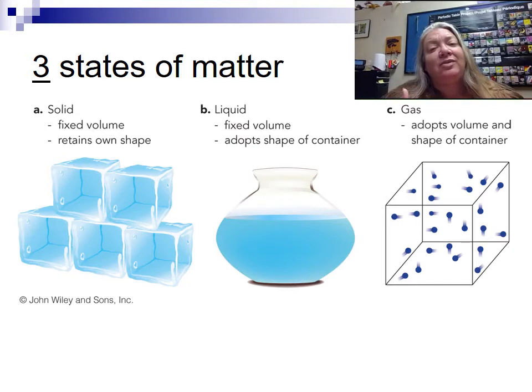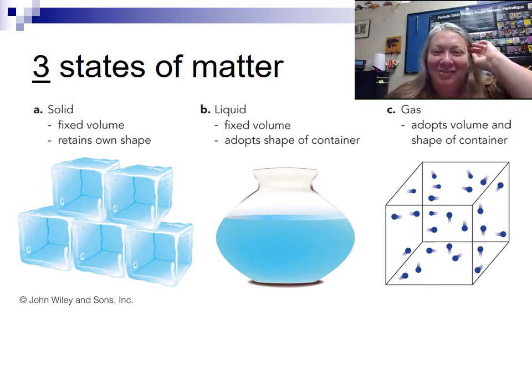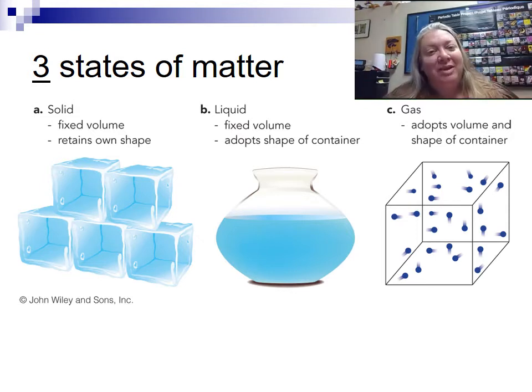So the liquid has a fixed volume, but it adapts to the shape of the container. So if I am making brownies, I'm going to take my oil and I'm going to measure out a half a cup. Well, that oil went from the shape of the bottle to the shape of my measuring cup to the shape of the bowl that I put it in. But the volume is going to stay the same. Otherwise, what would be the point of measuring out a half a cup? So the volume remains the same, but the shape can change.